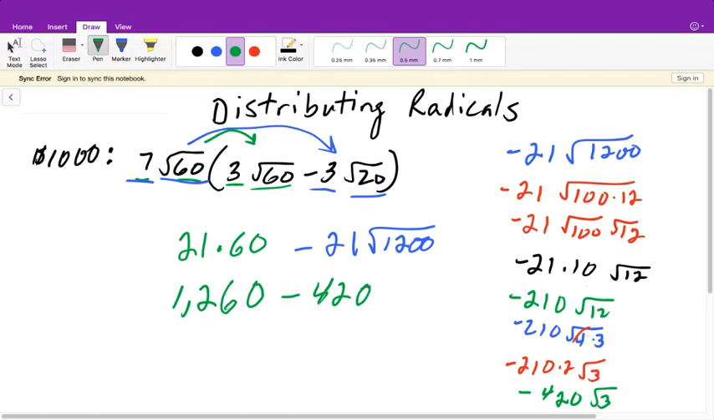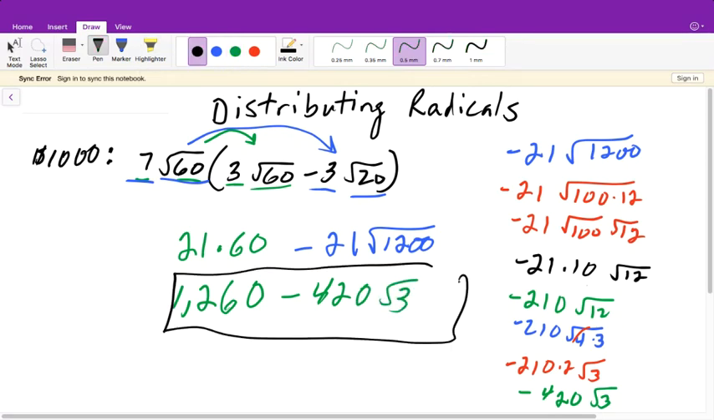Then we look and see, are these like terms? Can I combine these at all? No, because this does not have a radical 3, so we just keep it as is.